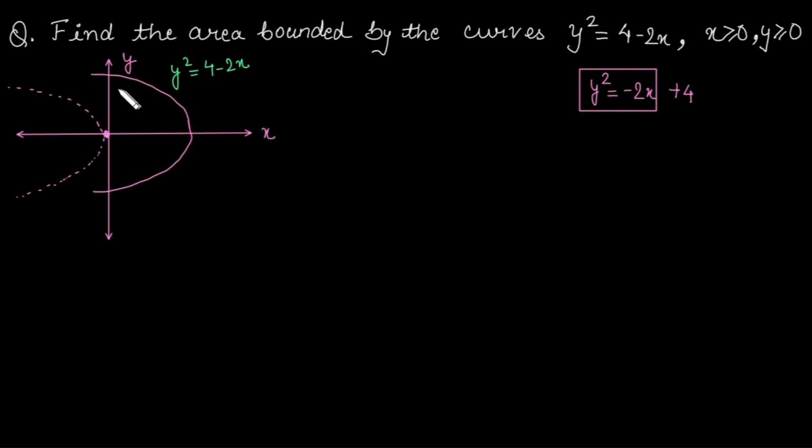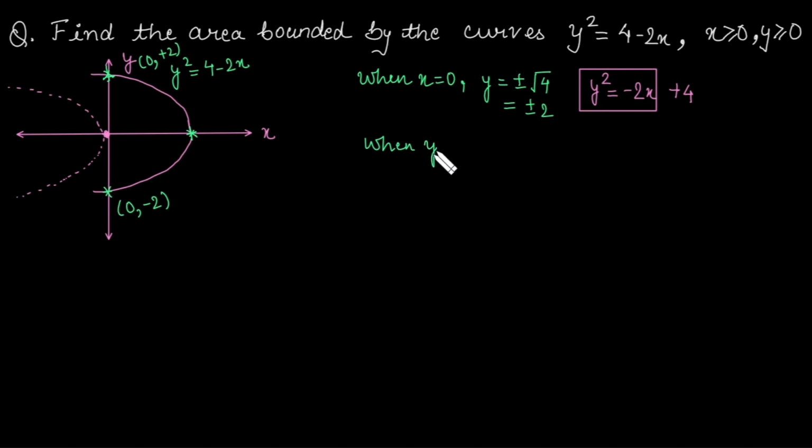Now, in this case, we need to find the intercepts first. What is the value on the y-intercept and x-intercept? Y-intercept means when x is 0. When x is 0, what are the values of y? The value of y in this case is plus minus under root of 4, that is plus minus 2. It means this intercept is 0 comma minus 2 and this is 0 comma positive 2. Now when y is 0, in that case the value of x is equal to 2. It means it intercepts the x-axis at the point 2 comma 0.